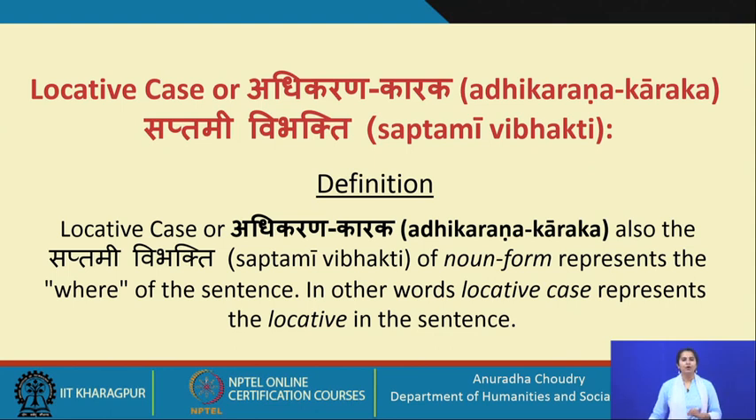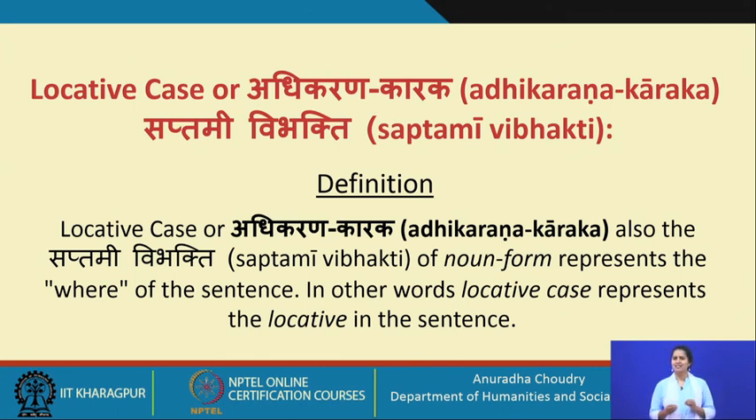So moving on, the definition for the seventh case, which is known as the locative case or adhikarana karaka. Adhikarana means the location. It is also more simply known as the saptami vibhakti, literally the seventh case. So the locative case, or the adhikarana karaka, also the saptami vibhakti of noun forms, represents the where of the sentence. In other words, the locative case represents the location in the sentence.